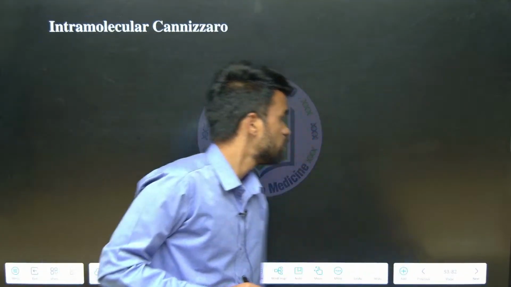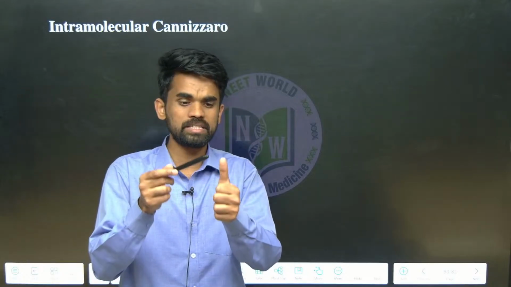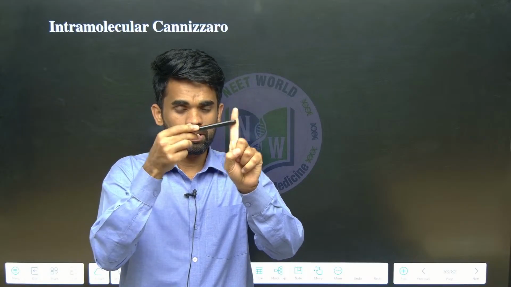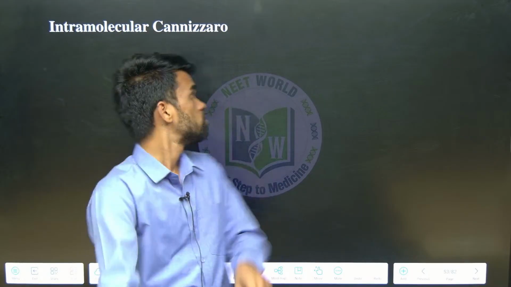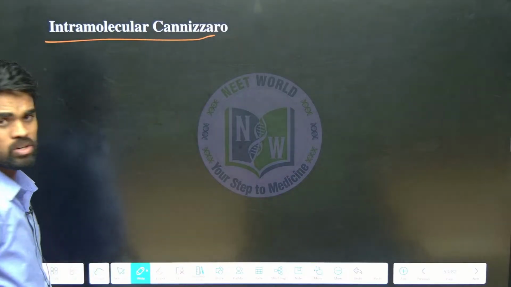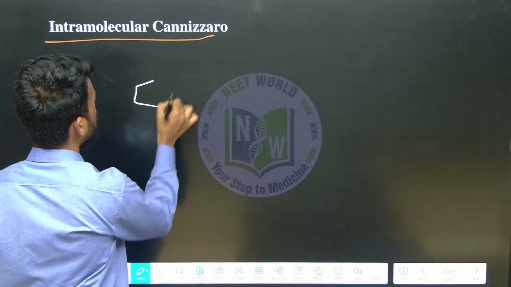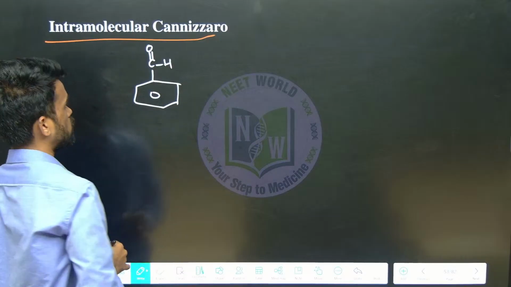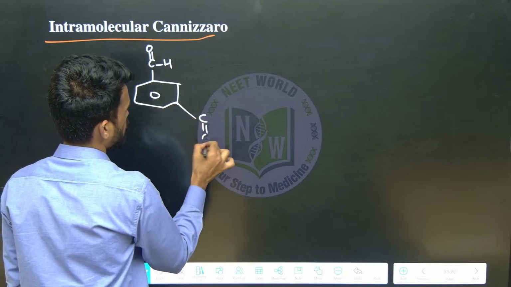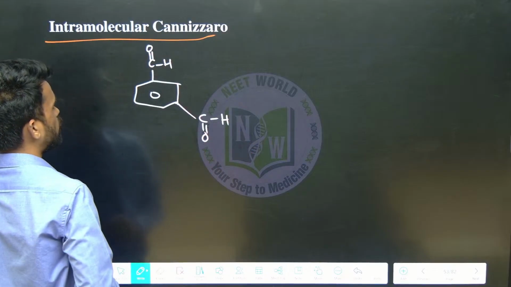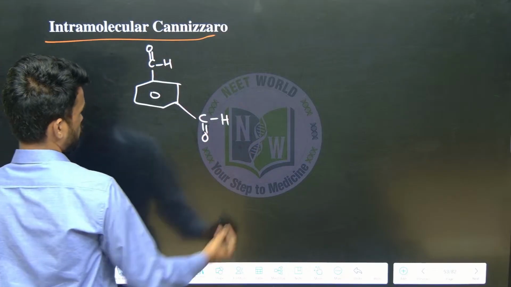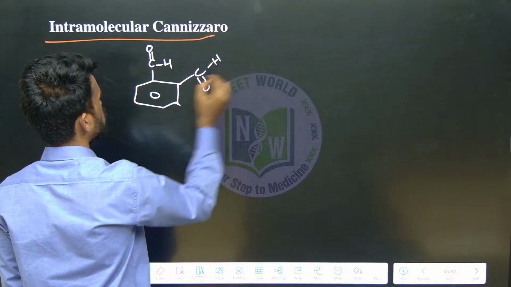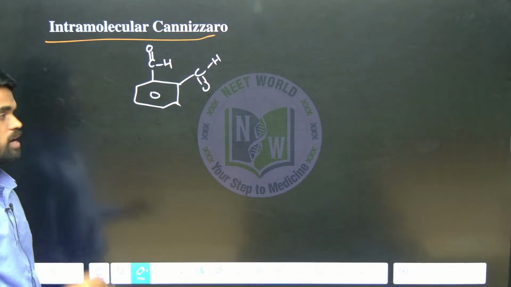Now next one. Similar to aldol, where we discussed cross aldol and internal aldol, Cannizzaro also has cross Cannizzaro and internal Cannizzaro. So here we have the intramolecular Cannizzaro reaction. It means within the molecule, one aldehyde group will undergo oxidation and the other will undergo reduction. Let us say I am adding two carbonyl groups over here, and let me change the position of the carbonyl group. So two carbonyl groups, none of them having alpha hydrogens.